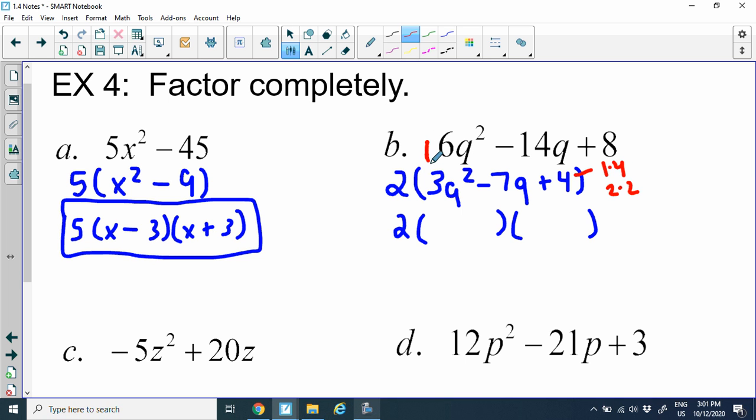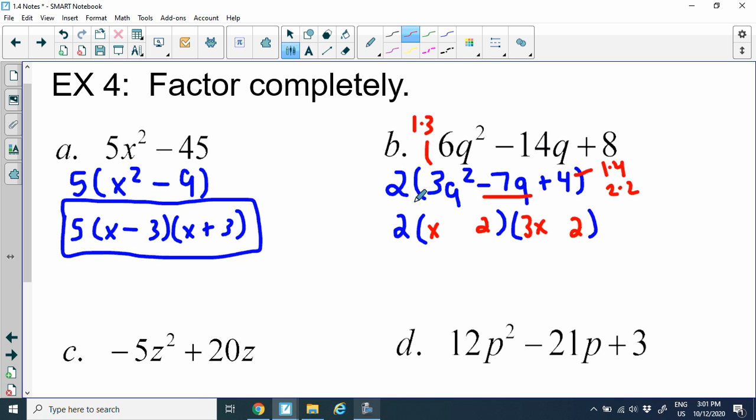And for the 3, we just have 1 and 3. So that one's nice because we have to use that. So I have x and I have 3x. Now, when you have multiple pairs in your list, start from the bottom because usually that one will work. So I'm going to use 2 and 2. And what we're doing is we're trying to add up to a negative 7q this time.